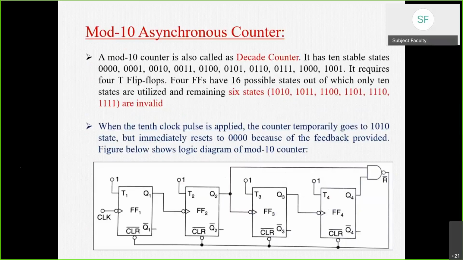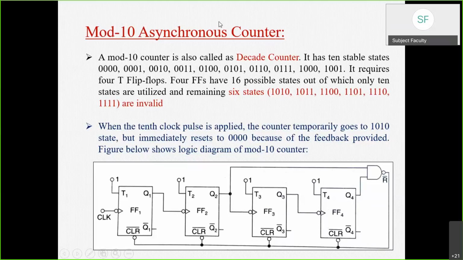That is the mod 10 asynchronous counter. A mod 10 counter is also called a decade counter. Decade is nothing but 10, so it will obviously have 10 stable states. Since you are starting from 0, it will have 0 to 9. You can observe here 0000, 0001, 0010, 0011, and so on until 1001. So it will have 10 stable states.